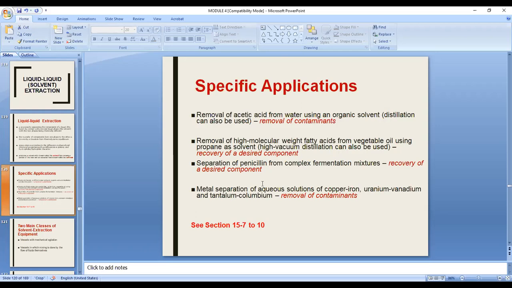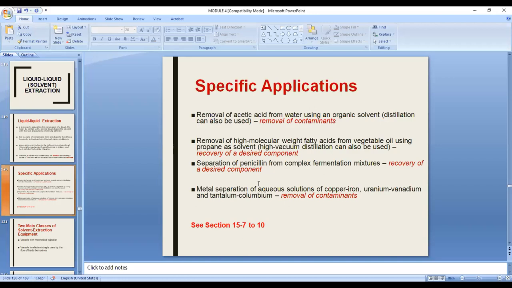So in here, you are recovering a desired component, and that's your high molecular weight fatty acid. Now, another alternative to this separation is vacuum distillation. However, this is, of course, energy intensive. So as an engineer, you will have to choose whether you use vacuum distillation, which is energy intensive, or you use a solvent, but you have, of course, to think of the cost of that particular solvent and the manner in which it could be reused or recycled.